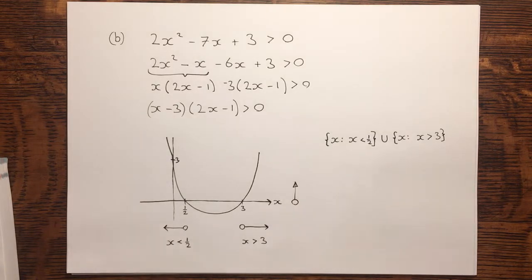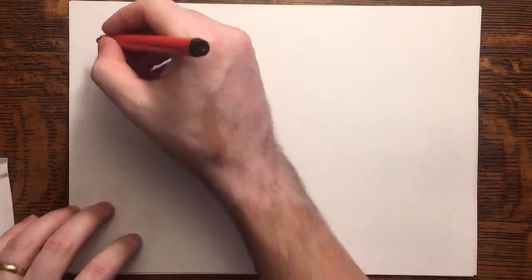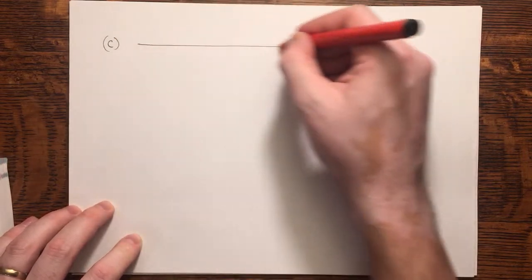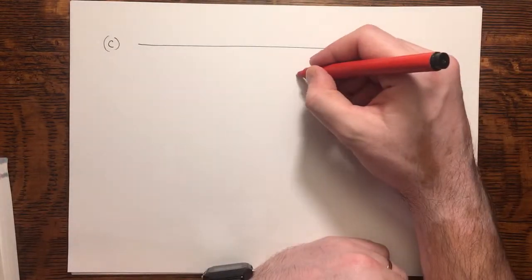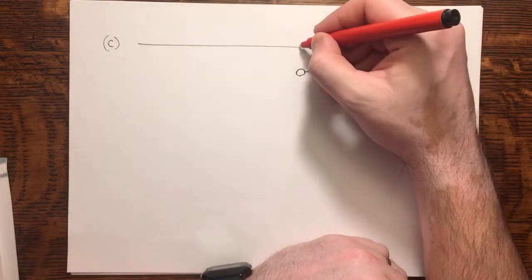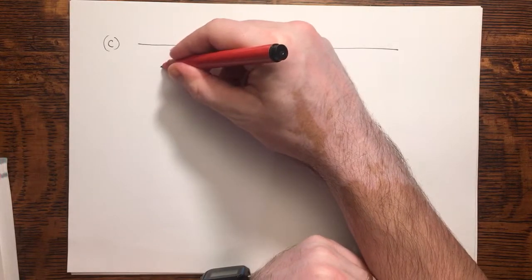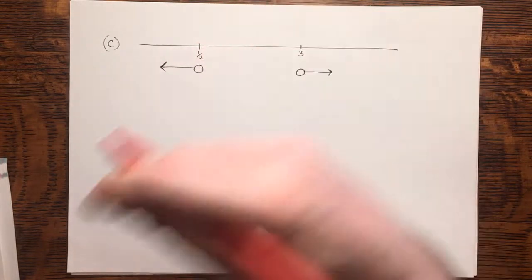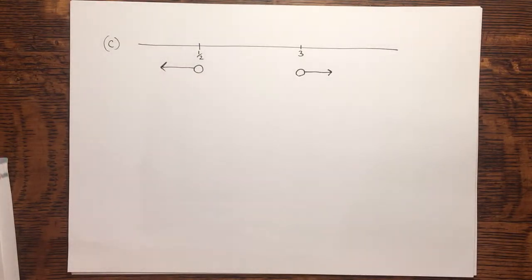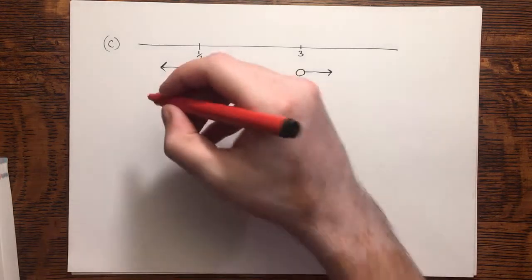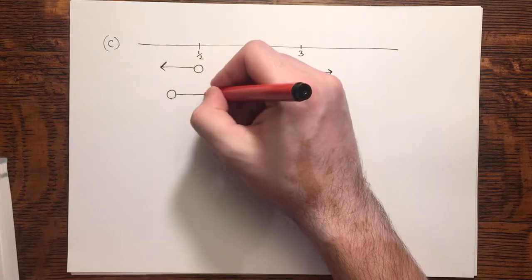In part C, we have to answer the question, find the set of values which satisfies both of these 2 inequalities. And for this, I'm going to use a number line. Here's our quadratic inequality from part B. And now I'd like to put on the linear inequality from part A.